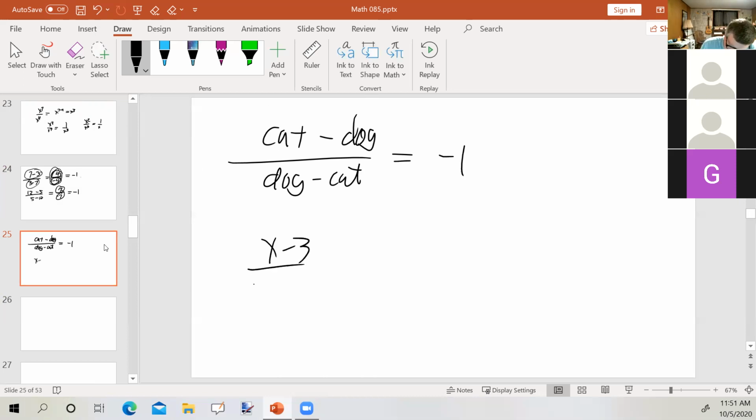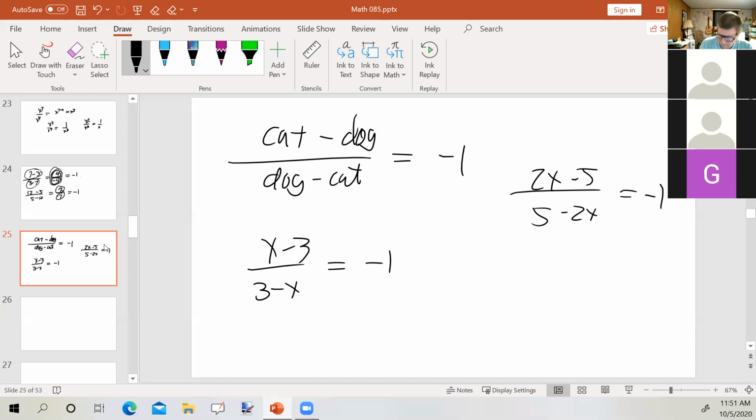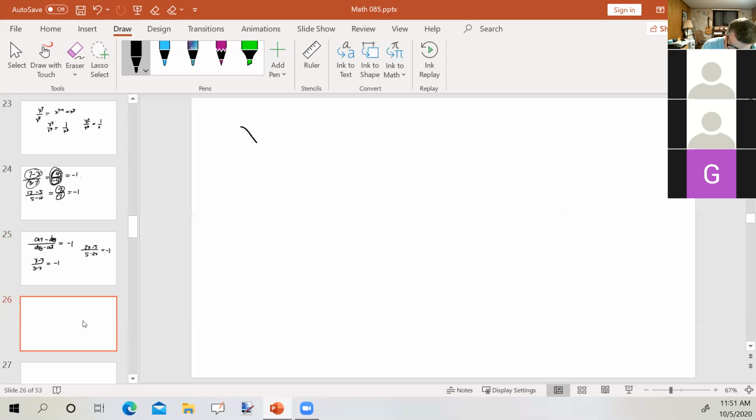So what's x minus 3 over 3 minus x? -1. What's 2x minus 5 over 5 minus 2x? -1. There we go. All right. Yes. Okay. Now, what's x minus 1 over 1 minus x? Also -1. Good. What's x minus 1 over x minus 1?